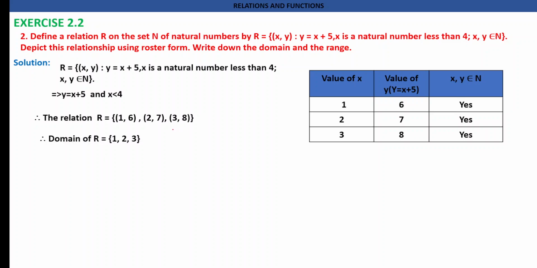The domain is the set of these x values. Therefore, the domain of R is 1, 2 and 3. The range of R is 6, 7, 8, because these are the values of y here.